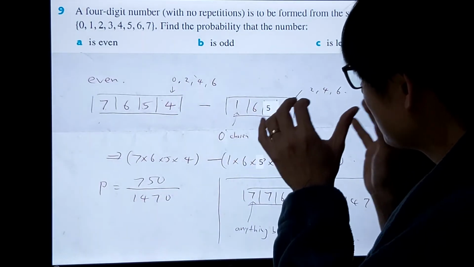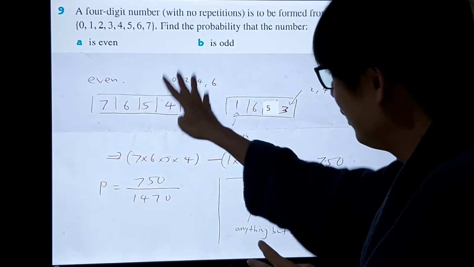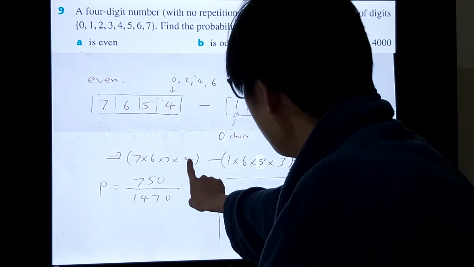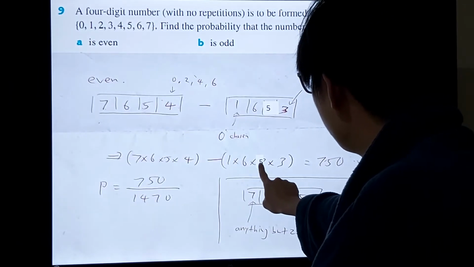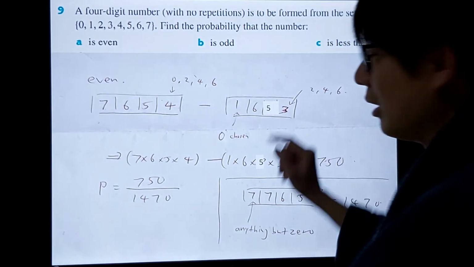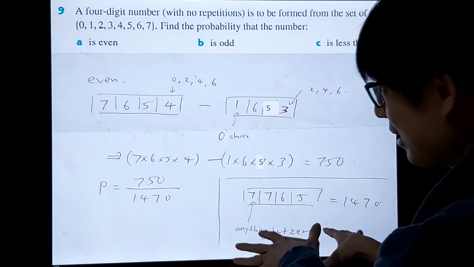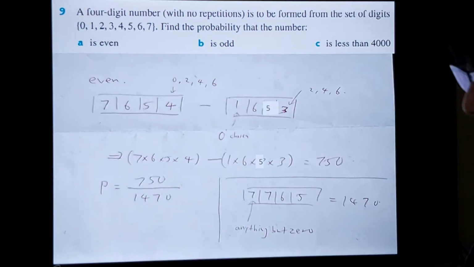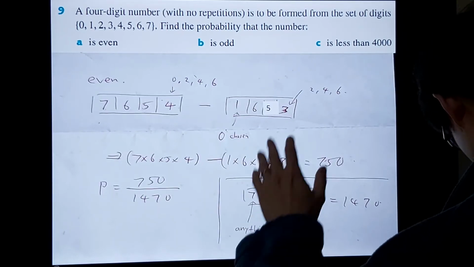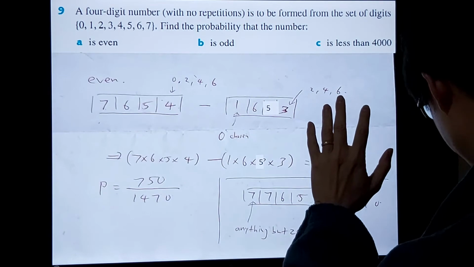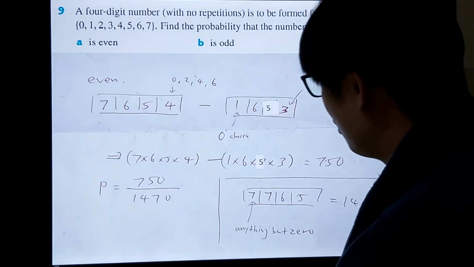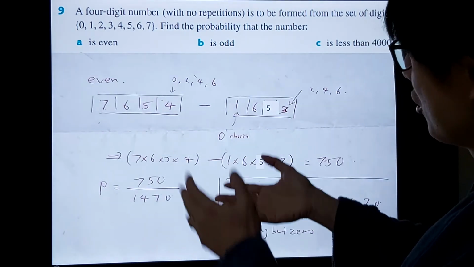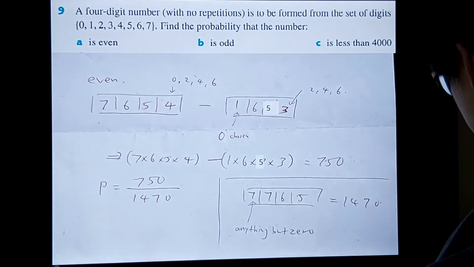So the total sample size for 4-digit even numbers is 7 times 6 times 5 times 4, minus 1 times 6 times 5 times 3, which is 750. And the probability is 750 over the total sample size, 1470. So this is the probability of an even number. The probability of an odd number is 1 minus this value. So actually with this you solve both A and B.